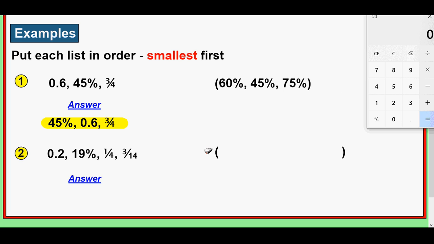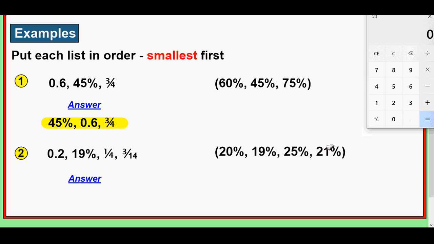Right, I'll do it again with this last one. I'm going to change them all into percentages. So the 0.2, you could times it by 100, or some of you might know already, it's just 20%. So that's 20%. I've got a 19% sitting there. Again, I know a quarter is 0.25, which is 25%. But I could use my calculator, 1 divided by 4, and then times it by 100. That gives me 25%. And then the last one, 3 divided by 14, I'm not sure of that one, so I'll use my calculator and times it by 100. So that's 21.4%. I'll go with that as 21%.